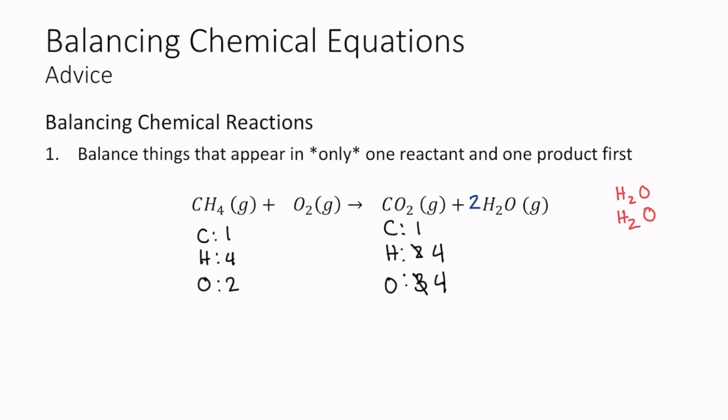So now I can go and balance my oxygen. I need to make a total of 4 oxygen on my reactant side, so I can put a 2 in front of my O2 gas. And in doing that, I now have a total of 4 oxygen, and my entire equation is balanced.